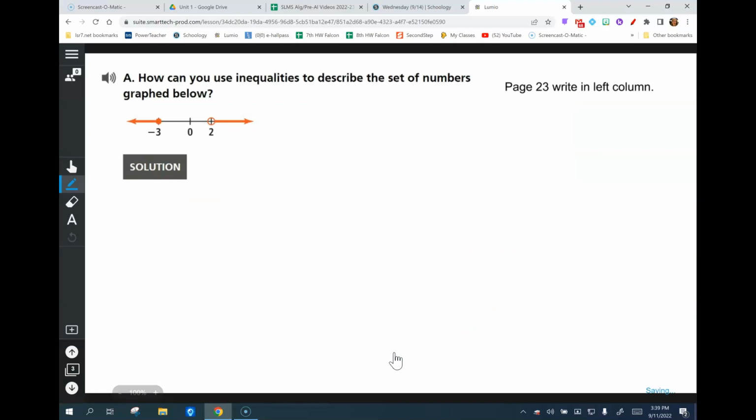How can you use inequalities to describe this set of numbers? So we're now on page 23, and you're going to write this in your left-hand column. So what we want to do is realize that there are 2 inequalities here. One of the inequalities is X is less than or equal to -3, okay, because it's a closed-in circle. The other inequality is X is, because it's an open circle, greater than 2.